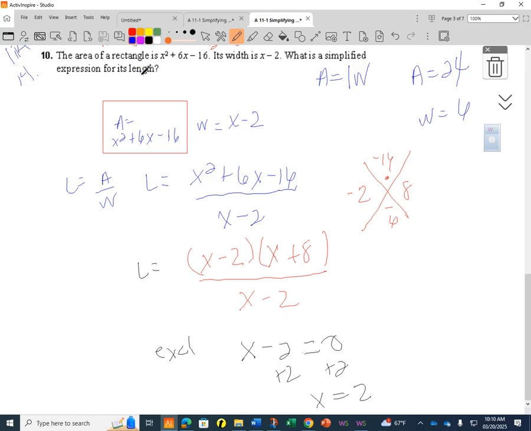Any questions so far? So the factor that's going to cancel, remember, does not have parentheses around it, but it's still one factor. So these and these cancel, so our length is x plus 8. So we have to say that x cannot be 2. Any questions?